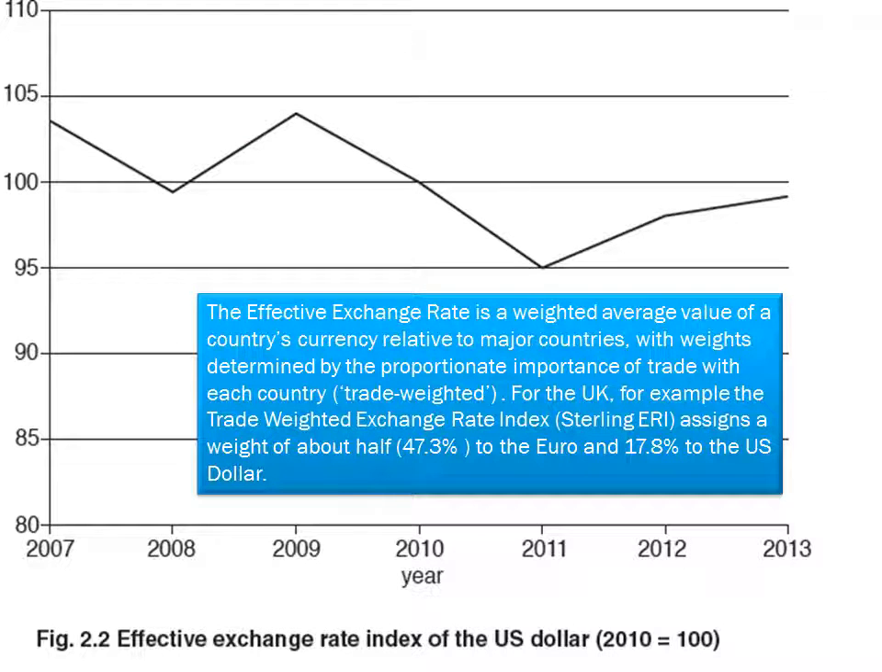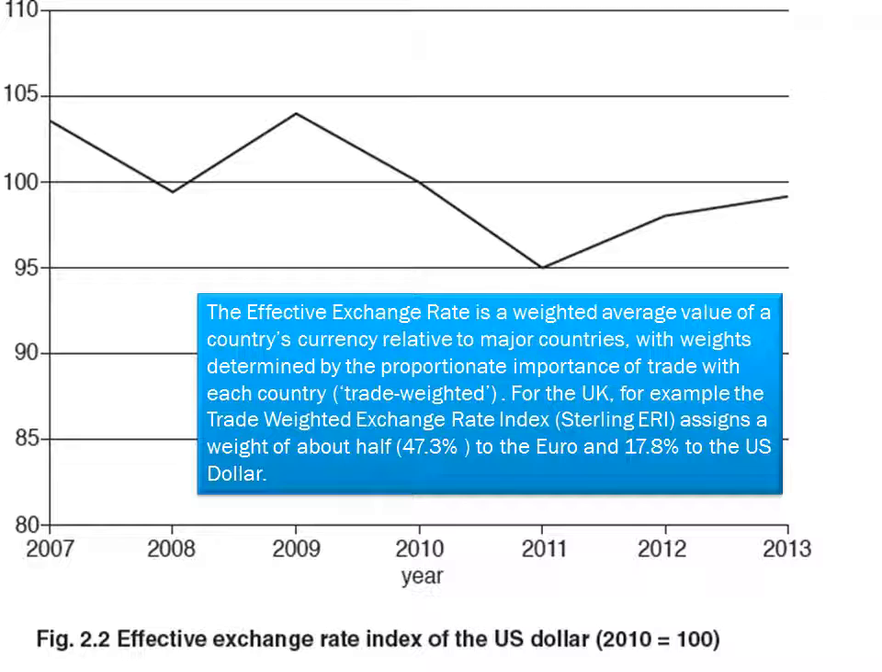The effective exchange rate is a weighted average of a country's currency relative to other major countries, with weights determined by the proportionate importance of trade with each country. In the UK we call it the sterling ERI, which is a trade weighted exchange rate index. It's the exchange rate of your currency against all others, weighting all others according to how important they are.